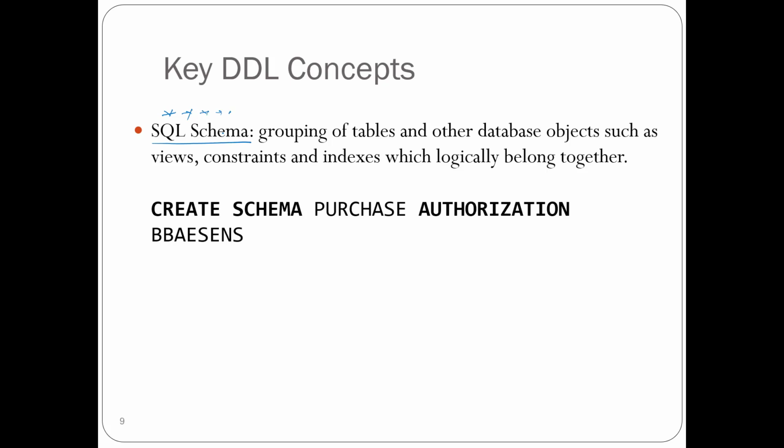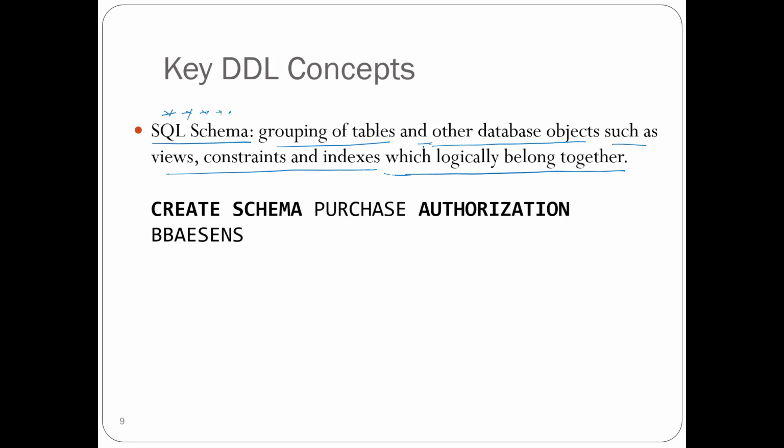So we will see what is there in SQL schema. So what is done in SQL schema? We provide the grouping of tables and other database objects such as the views, constraints, and indexes which logically belong together. Okay, so when you're making your database, it may make sense to put the database objects which are related with each other at one place.